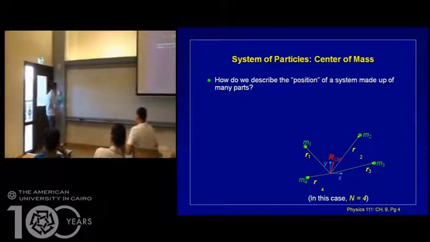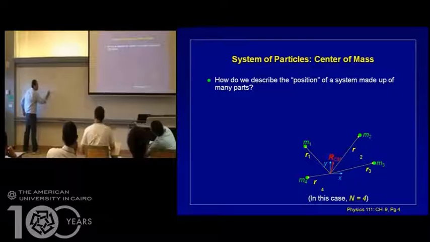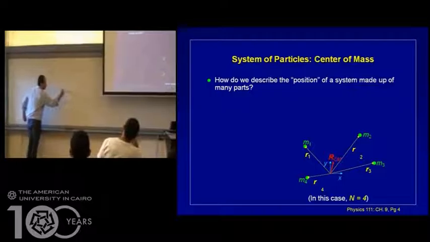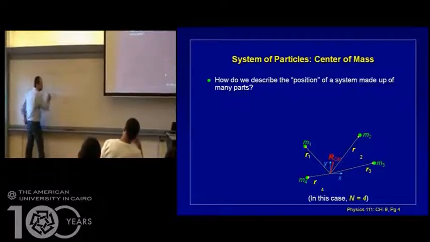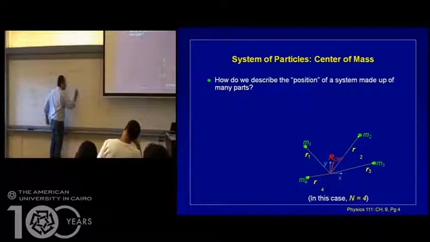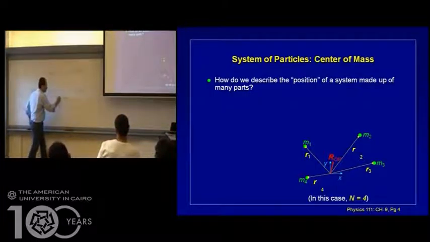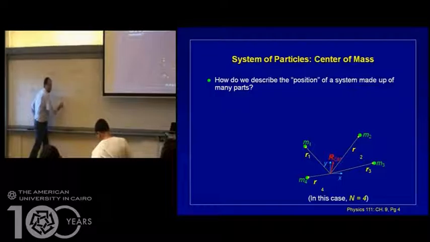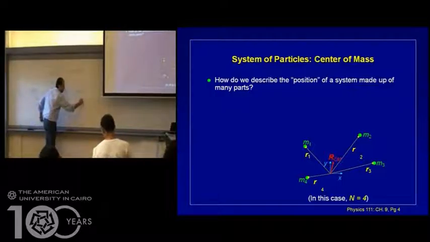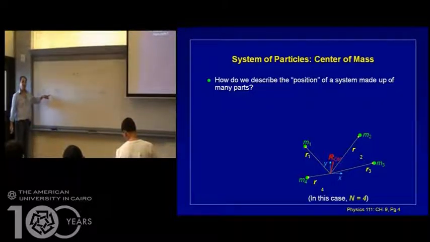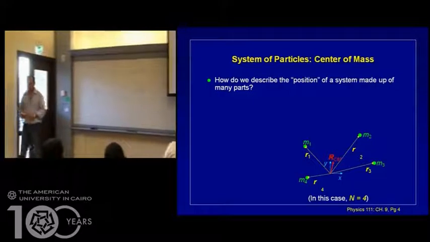So Vanessa told us it's going to be x1 m1 plus x2 m2 plus and so on up to x30 m30, divided by m1 plus m2 plus m3 and so on, up to m30. Now we were able to find the x position of the center of mass. Y position, what to do?